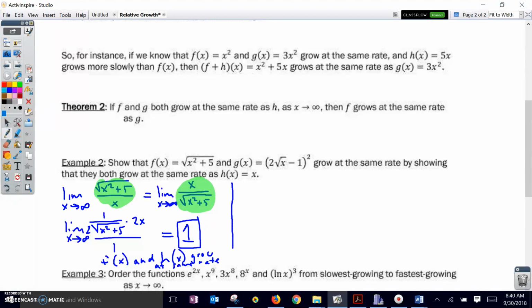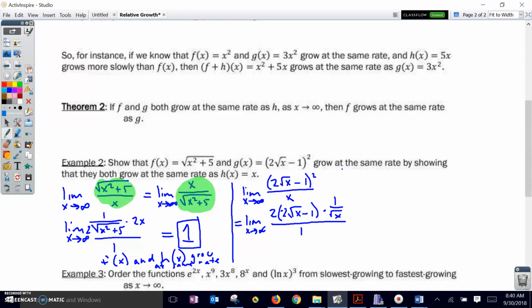And now we're going to do the same with g and h. We'll take the limit as x goes to infinity of 2 square root of x minus 1 quantity squared over x. And we'll apply L'Hopital's rule. So this is the limit as x goes to infinity of 2 times 2 square root of x minus 1, the first times the derivative of the inside. The derivative of 2 square root of x is just going to be 1 over the square root of x. And the derivative of our denominator is 1.